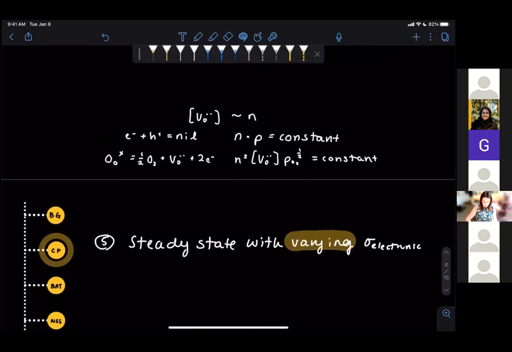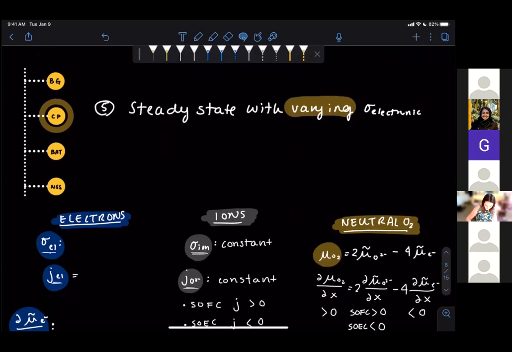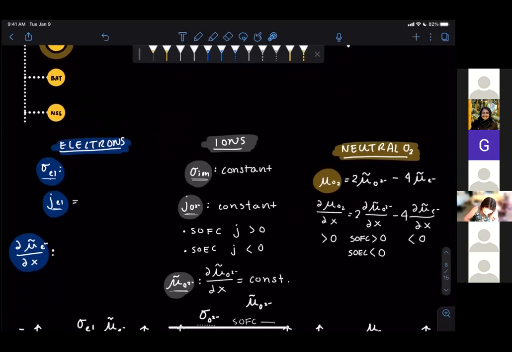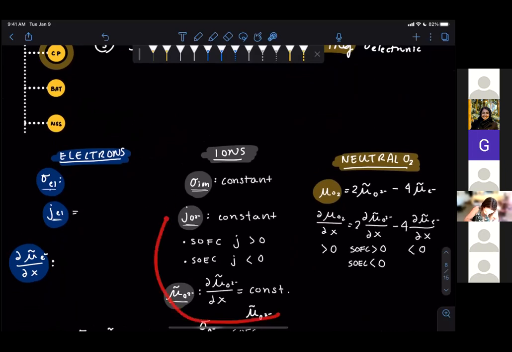These are the defect reactions that go into that. But let's take a second to look at what happens when we vary the electronic conductivity. So going back to our situations from before, we have the same exact situation as we had ionically. I'm still saying we have a steady state, constant ionic conductivity, constant ionic current, so we should expect the same things out of the electrochemical potential profile. The thing that changes is our electronic situation.